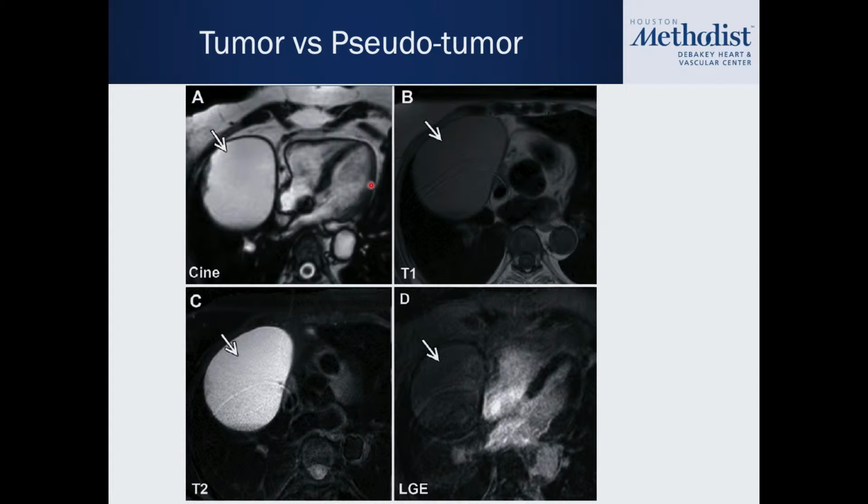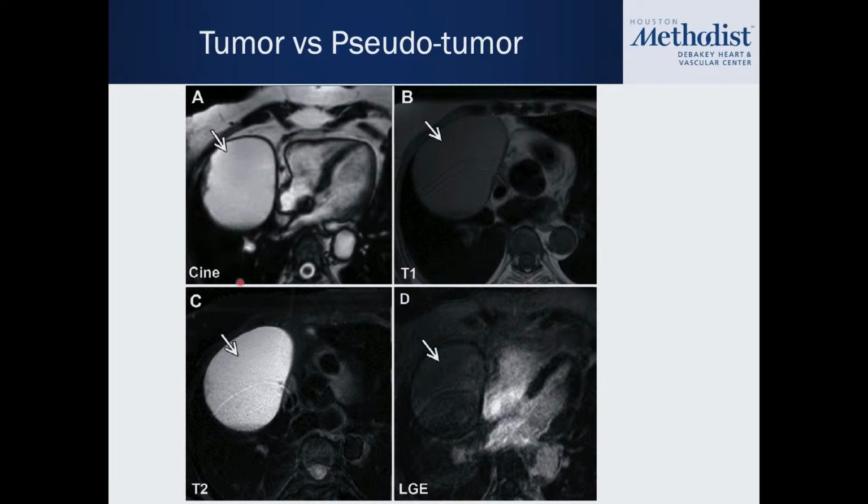First of all, the location. It is located at the right cardiophrenic angle, right? At the angle of the heart with the diaphragm on the right side. Most commonly, if you see, even on echo or chest X-ray or whatever, a rounded, well-circumscribed structure there, it is a pericardial cyst, right? So you see here on cine, which is more T2 weighted, it has high signal.